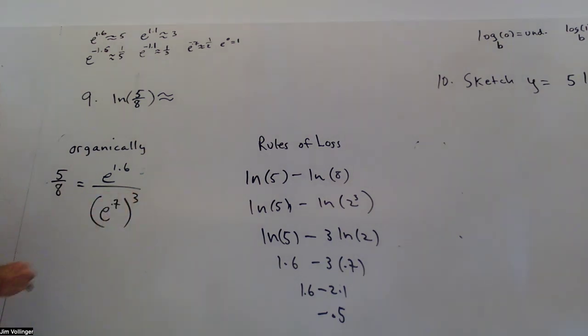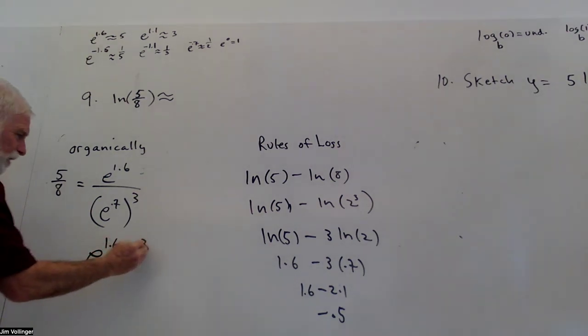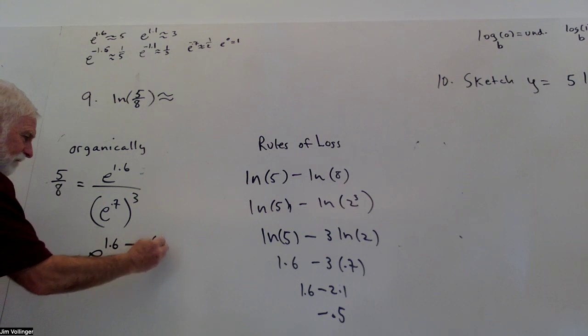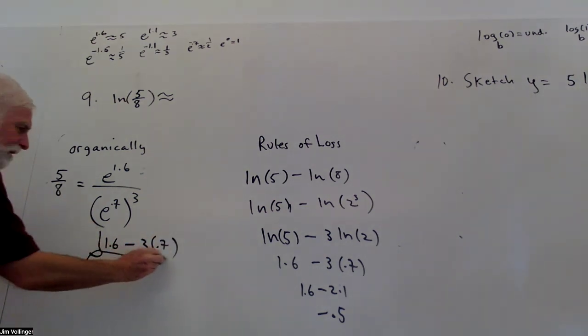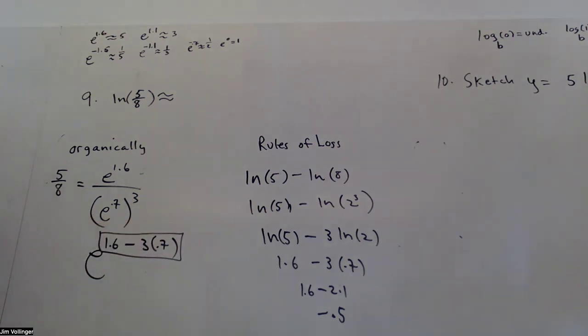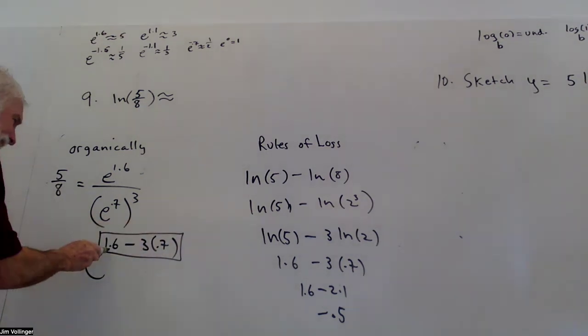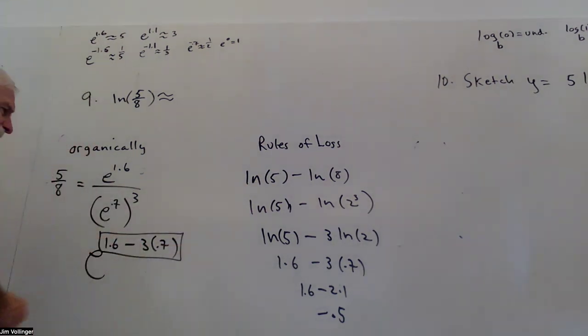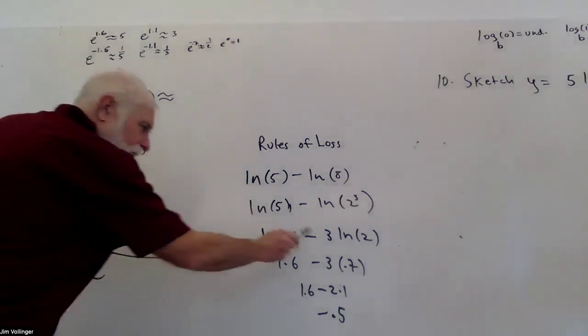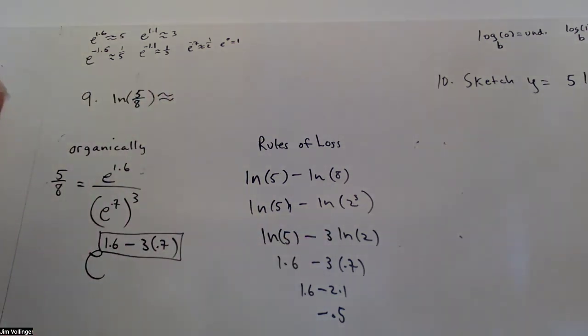We're cubing. All right, can you see 3 times 0.7, can you see subtraction? Can you see e to the 1.6 minus 3 times 0.7? That's what you're trying to see. And the ln is simply about the exponents on top of e. So what's 1.6? The ln of 5. What is 3 times 0.7? 3 times the ln of 2.